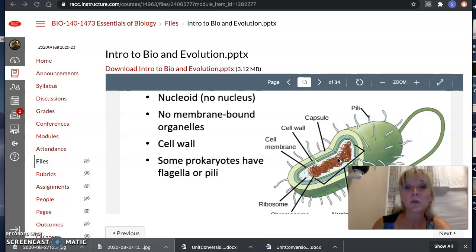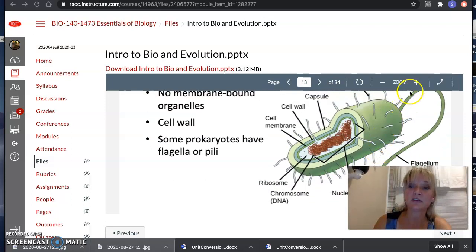It also has no membrane-bound organelles. So remember, the cell is like a water balloon, with a membrane around it called a plasma membrane or cell membrane. These little dots are ribosomes, and these don't have an extra membrane around them. In our eukaryotic cells, all the organelles inside have extra membranes around them, extra protection.